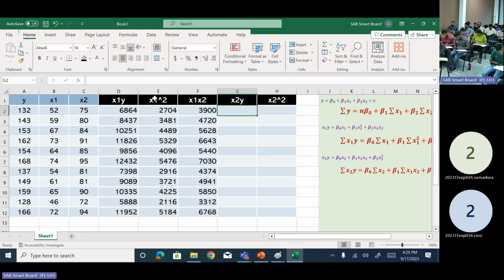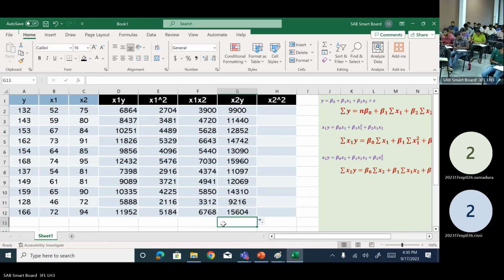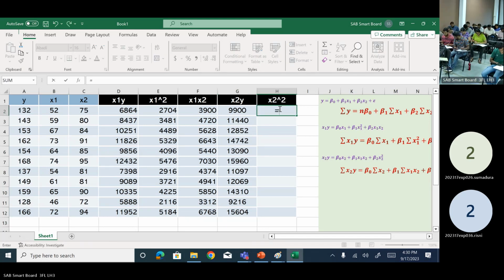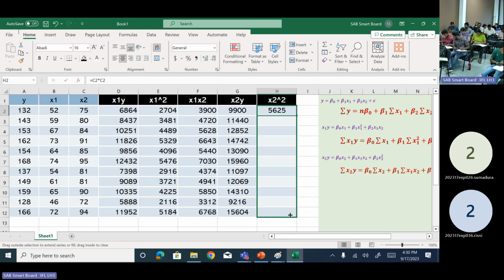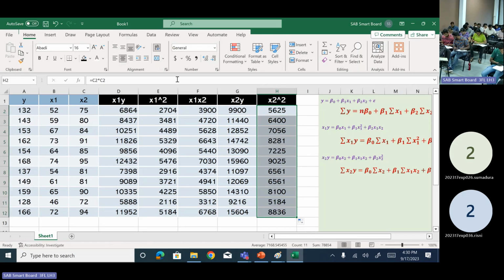Next one, x2 into y, x2 into y. 72 into 132. You get all the values. And last one, x2 squared, 75 squared, 80 squared, 84 squared, until 94.